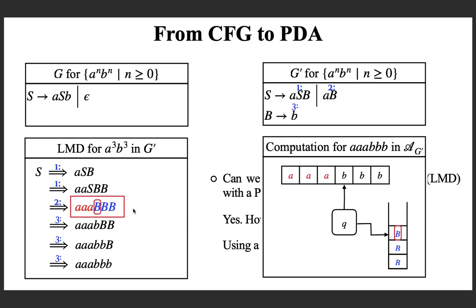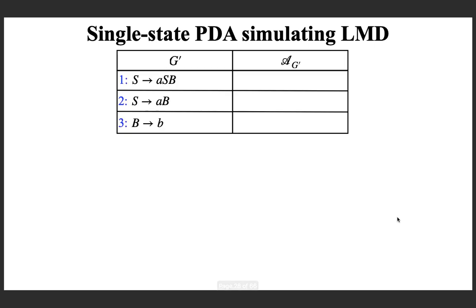And now you note that in the derivation, capital B is the next variable for which you have to apply a production, and in the automaton, that will be the topmost symbol on the stack. So basically the variables of the grammar are going to be the stack alphabet of the automaton, and that is what we observe. Now with that basic information, we can try to develop an idea using the same example.